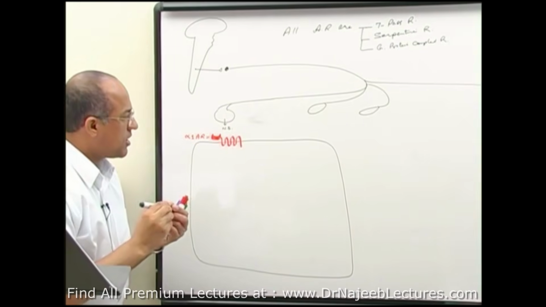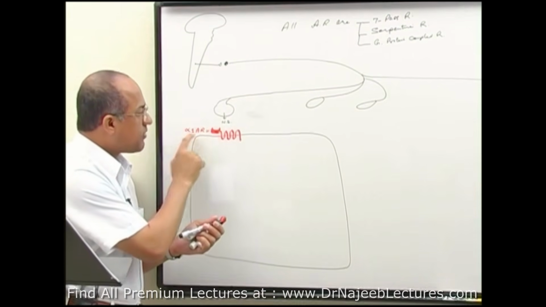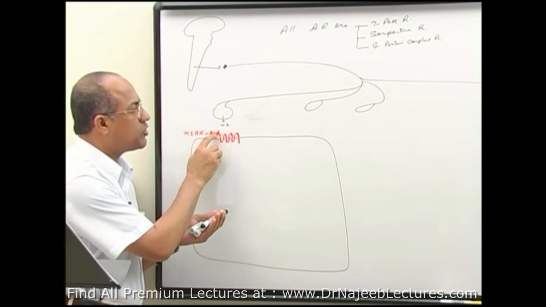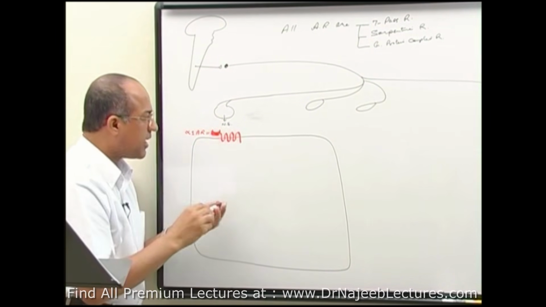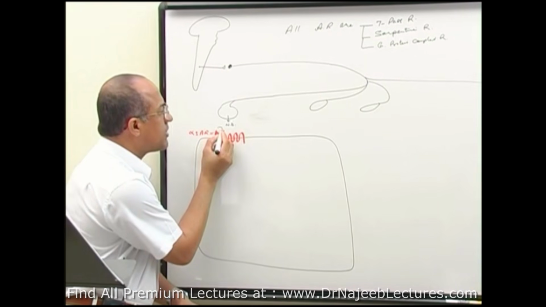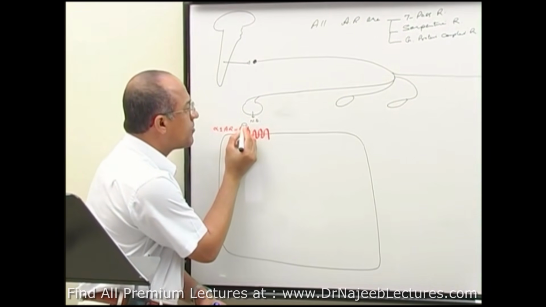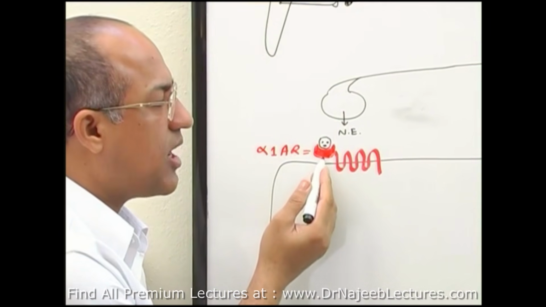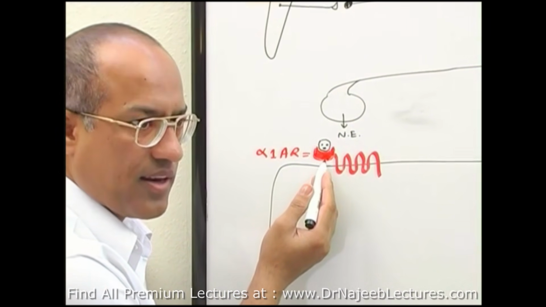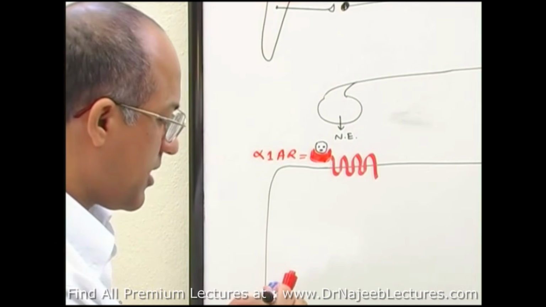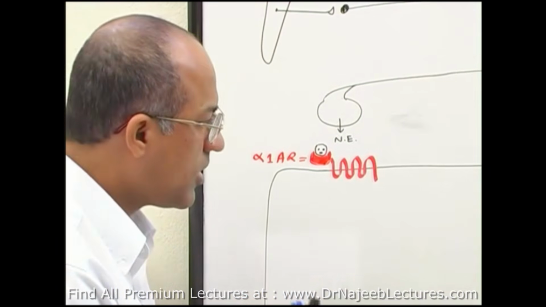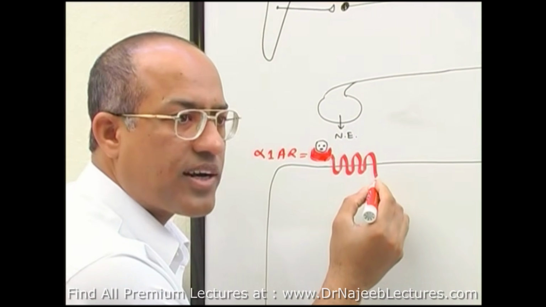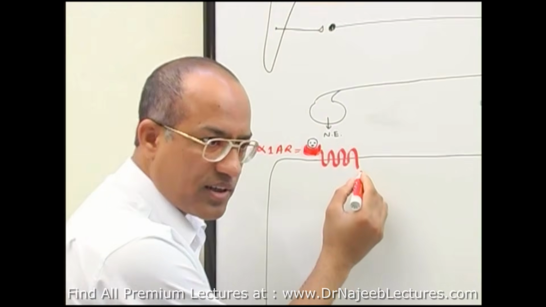Now, alpha 1 adrenergic receptor, like other receptors, must have one extracellular domain where norepinephrine binds. So norepinephrine binds over here, right? And this point where norepinephrine binds is called the ligand binding domain. And this intracellular part of the receptor is called the effector domain.